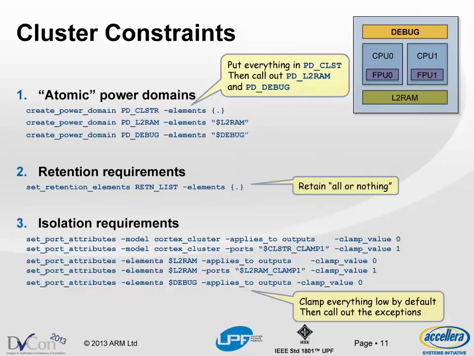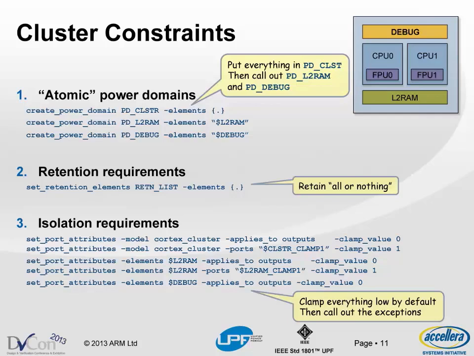So moving up a level, this is what this little moniker in the corner is supposed to indicate. We're now up at the cluster level. I've only done the 2 CPU cluster because the difference between 2 and 4 didn't help with the examples. So here we're creating, again, atomic power domains. We're going to put everything into the cluster domain and then call out the L2 RAM and the debug like we did with the FPU for the core.